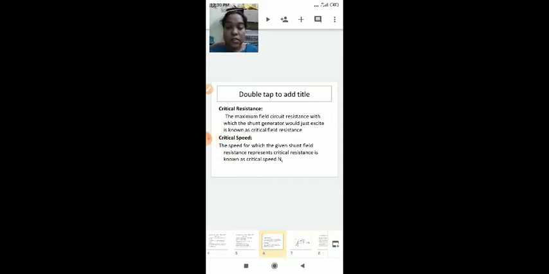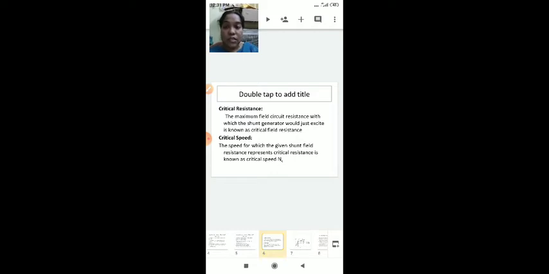In this context, we have to learn about the critical resistance and critical speed. These are the new terms in this topic. So what is meant by critical resistance? The maximum field resistance with which the shunt generator would just excite is known as critical resistance. Critical speed: the speed for which the given shunt field resistance represents the critical resistance is known as critical speed.